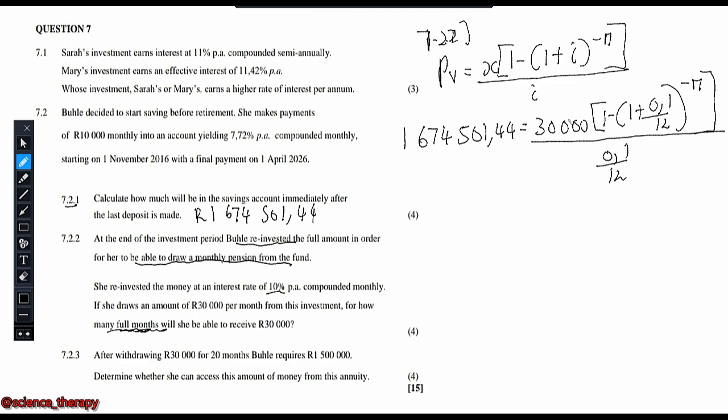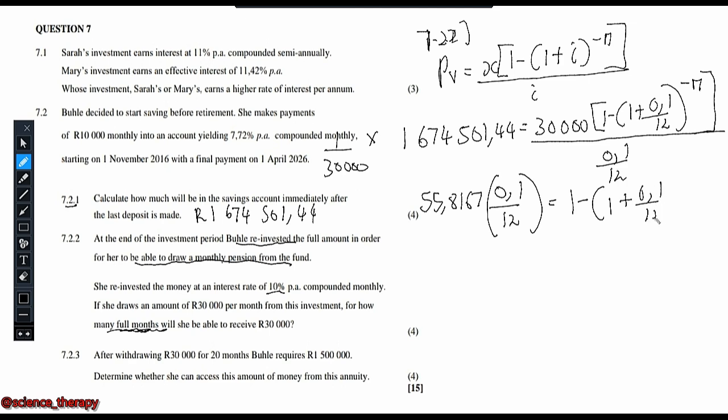So we know the first thing that we do with these questions, first divide by the value that will be here. So I will divide both sides by 30,000, right? So it's the same as saying 1 over 30,000. Now when I divide by 30,000 here, the value that I get is 55.8167. I'm just going to round it off to 4 decimal places. Then immediately, you know, I cross multiply with that value there. 0.1 over 12 is equal to 1 minus bracket 1 plus 0.1 over 12 to the exponent of negative n. Right.